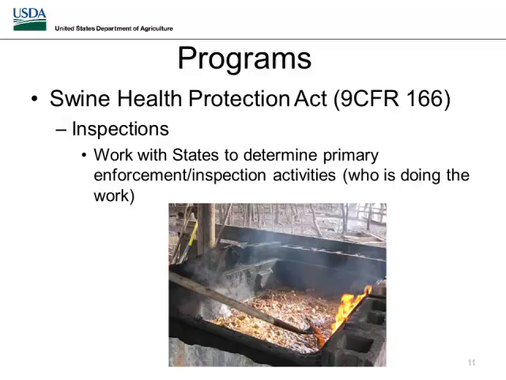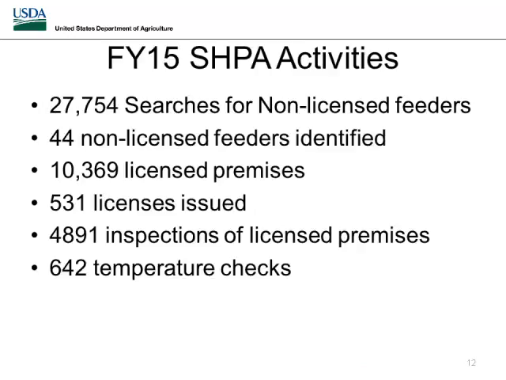In FY15, we did 27,000 searches for non-licensed feeders. There are 10,369 licensed premises still in the U.S. and its territories. Puerto Rico has a lot yet. We found 44 non-licensed feeders out of that. 531 new licenses were issued in FY15 for the swine health protection, so there's still a lot of people using alternative sources of feed for swine.